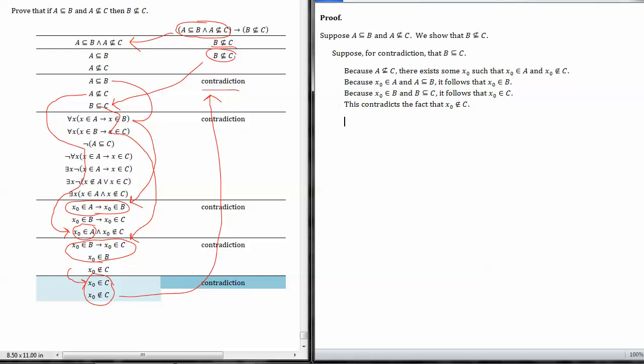And just to sum up my proof by contradiction, I supposed that B was a subset of C. I got a contradiction. So say therefore B is not a subset of C. And that was my goal. So I'm done.